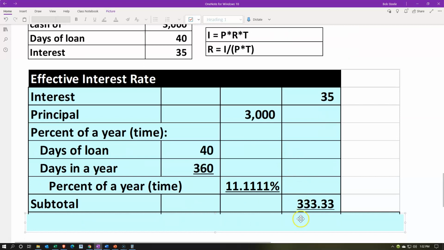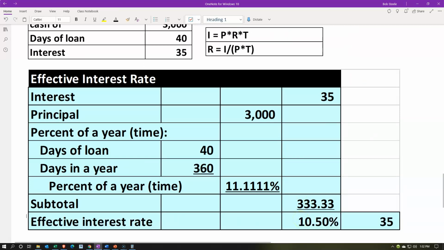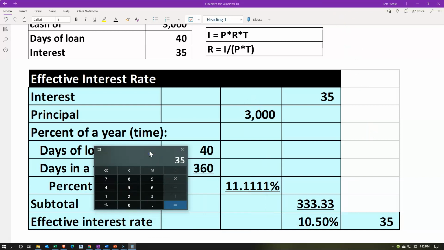So 35 divided by P times T is going to give us then that 10.5. So if I was to do that, I'm going to say, all right, 35 divided by 333.33, and that's going to give us about our 10.5. Now, if I plug that back into our formula up here, we're going to say, all right, the loan was 3,000, I believe, times the rate, which is going to be 0.105, times time, which is 40 divided by the 360, or 11.111%, or 0.111111111 on forever or whatever. And that gives us our 35, recalculating the 35.